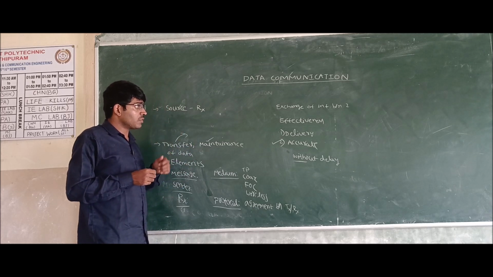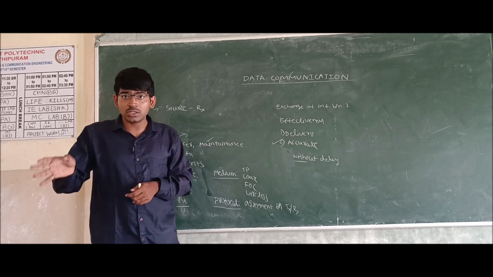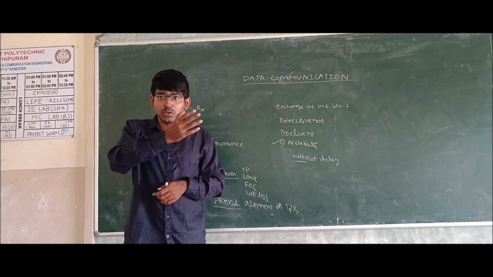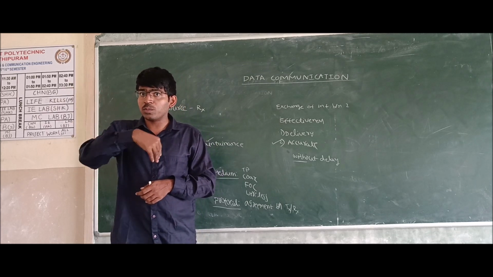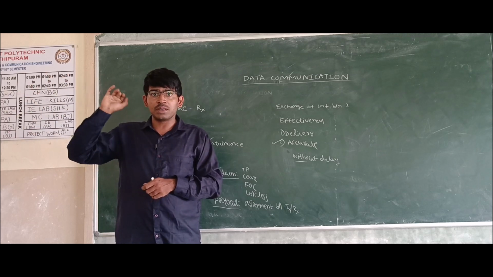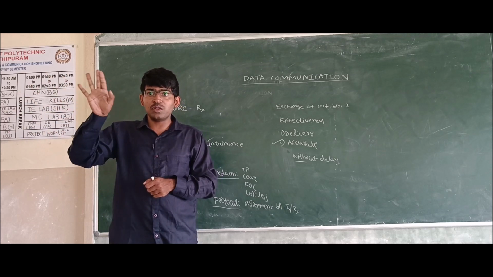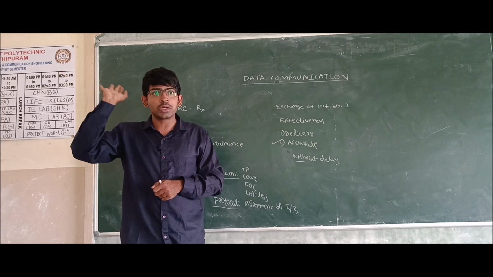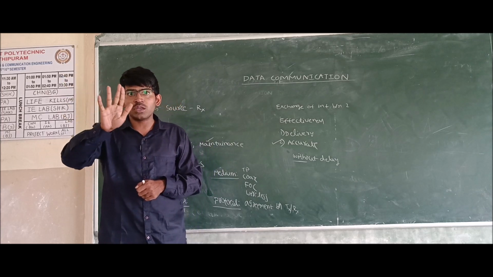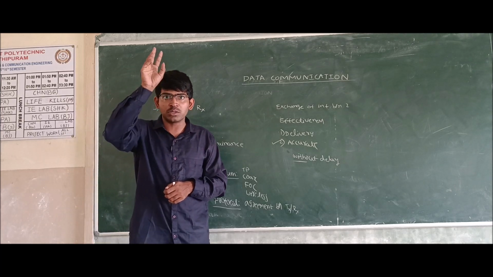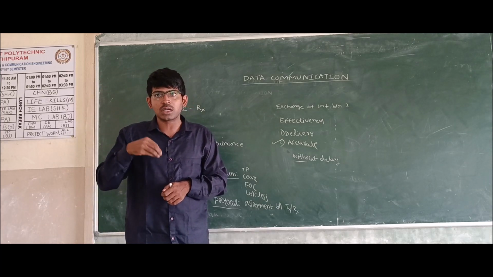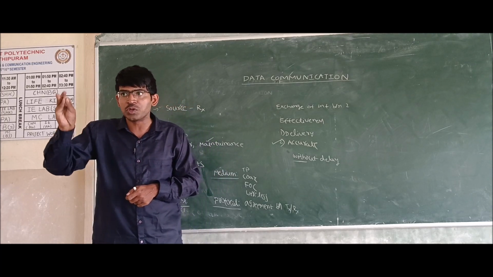So the definition of data communication is the exchange of information between two devices. Exchange of information between the sender and receiver. Exchange of information between two computers. Exchange of information between two mobiles. Exchange of information between any two devices is called data communication.